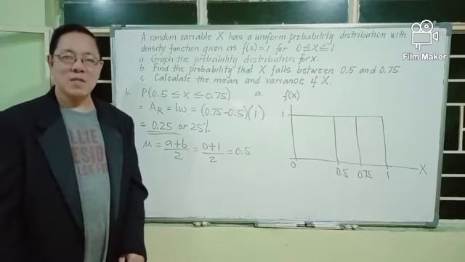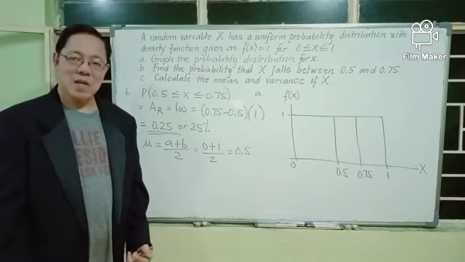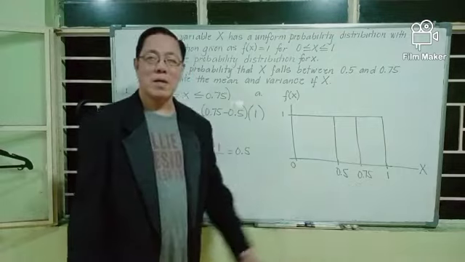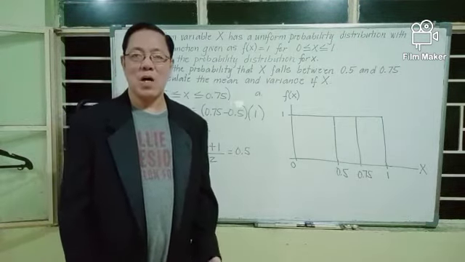And the standard deviation sigma is given by the difference, the length of the line interval from 0 to 1, and divide by the square root, the positive root, of 12.